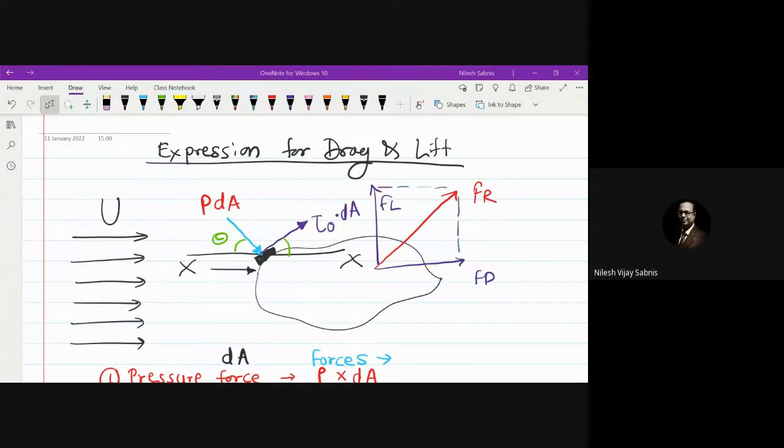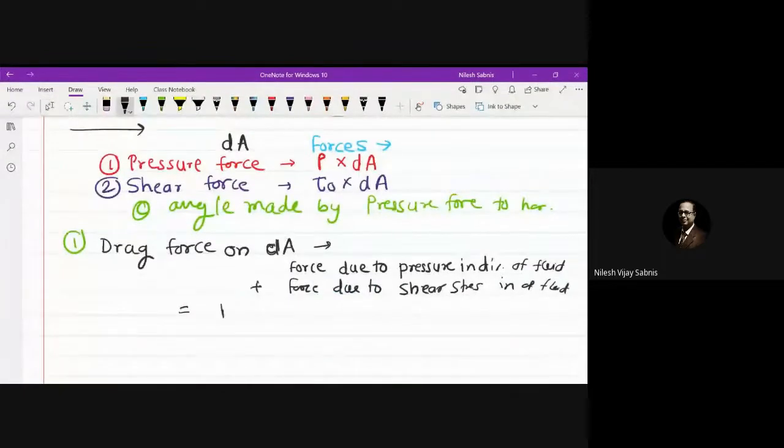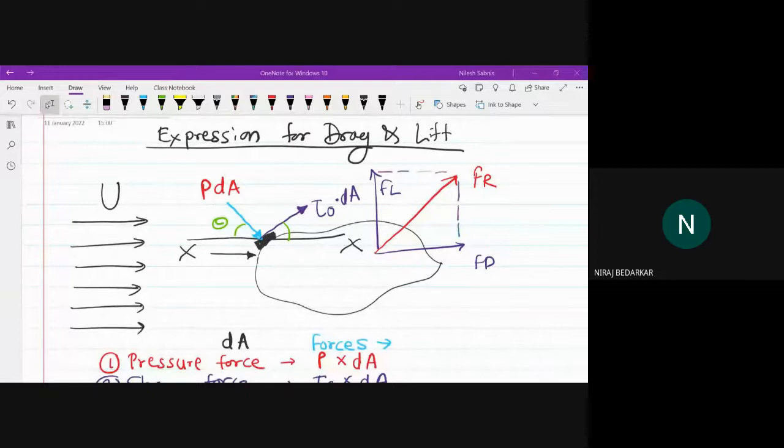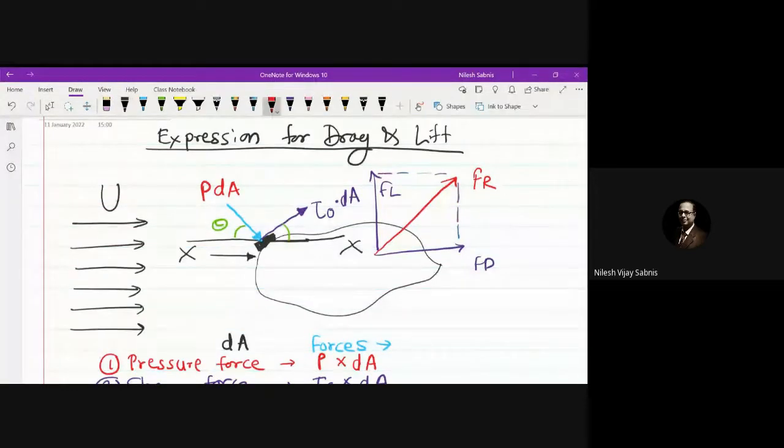PDA cos theta. Correct. PDA cos theta. Then the second component, sin theta. The force due to shear stress in the direction of motion means this component of this tau dA: tau theta dA cos theta.